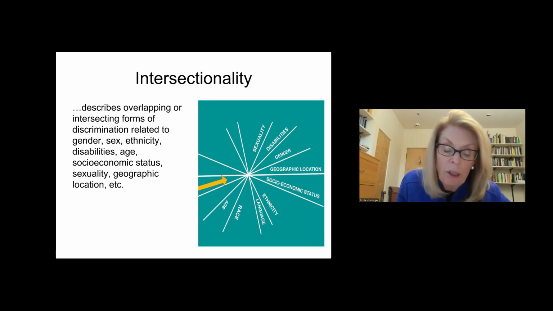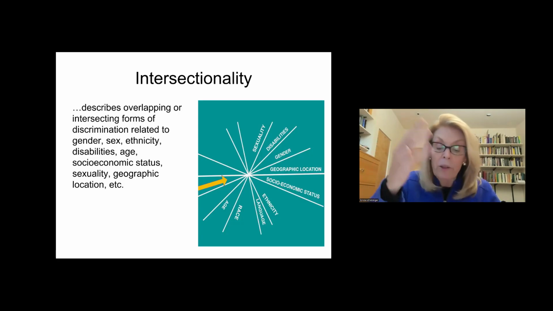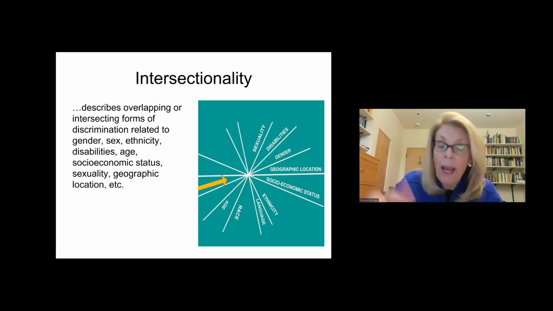So intersectionality describes overlapping or intersecting forms of discrimination relating to gender, sex, ethnicity, disabilities, age, any of these things, and you would have your own list of factors that would be important for you. The term was coined in 1989, I'm always surprised it was so long ago, by legal scholar Kimberlé Crenshaw.